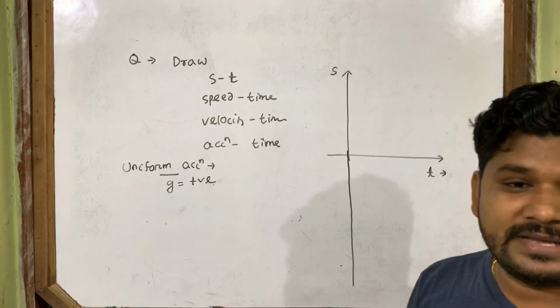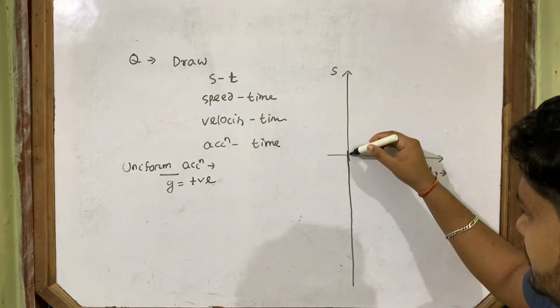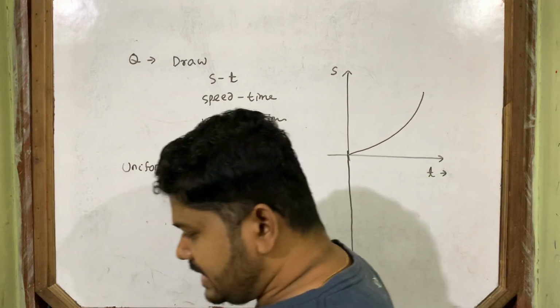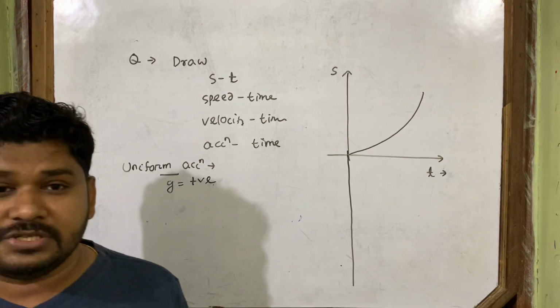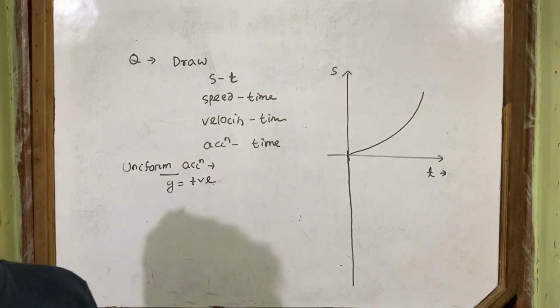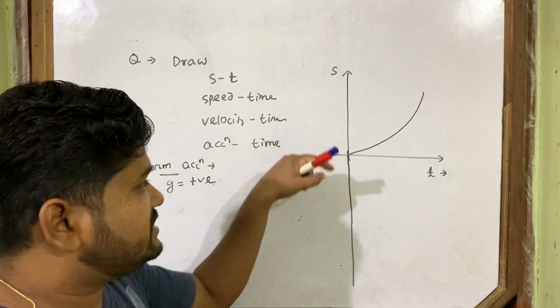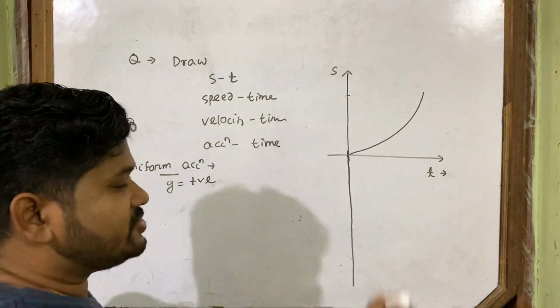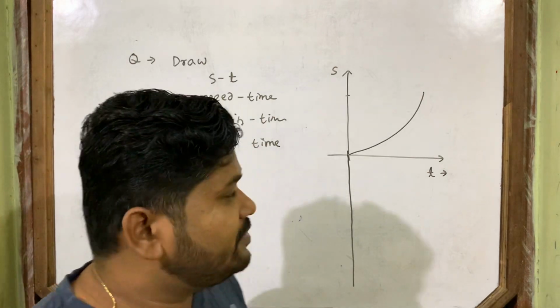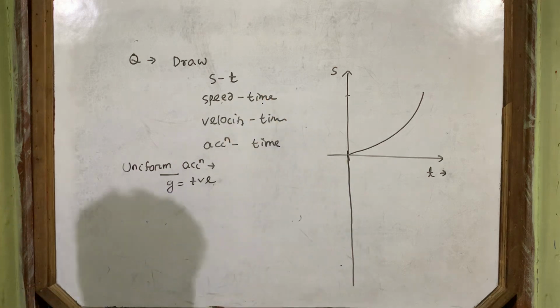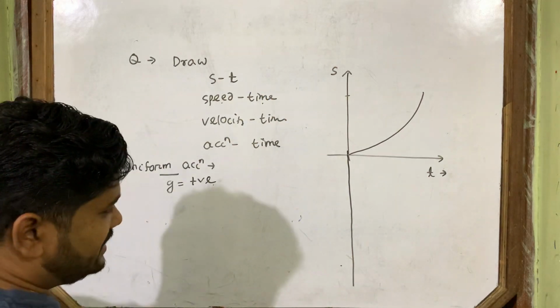If it is positive acceleration, as I have already told you, the graph will be like this. Initially its distance was 0, but when it comes to the ground, the distance becomes maximum, this much. This is for positive acceleration. Then come to the speed time graph. How will the speed time graph be?